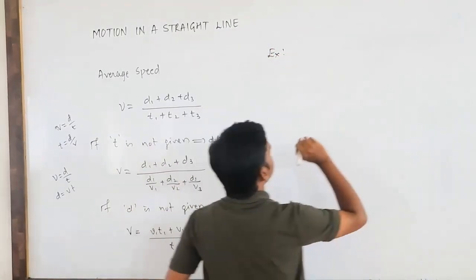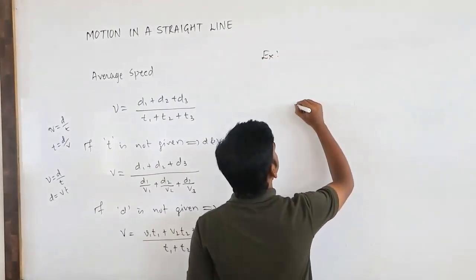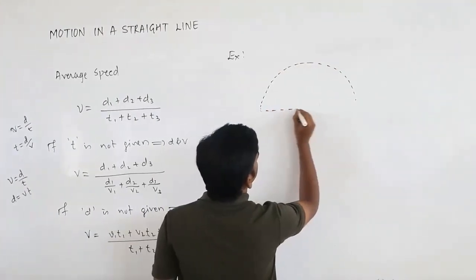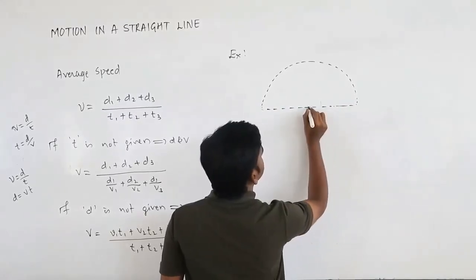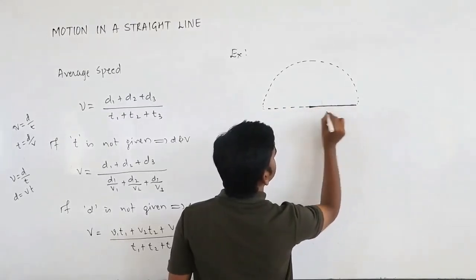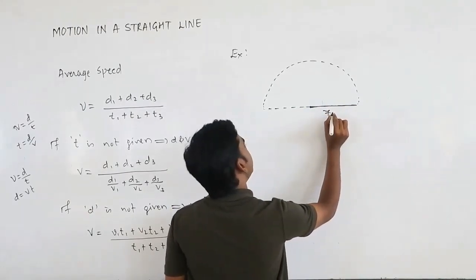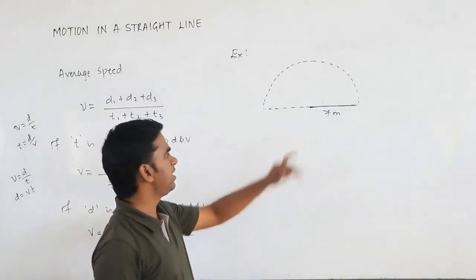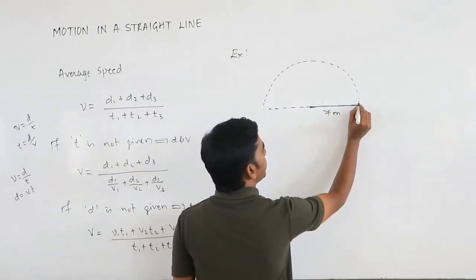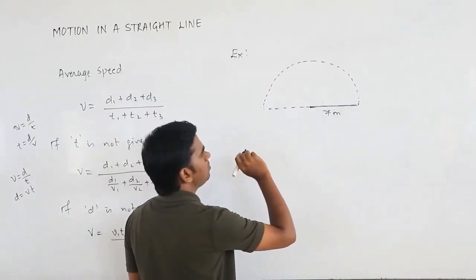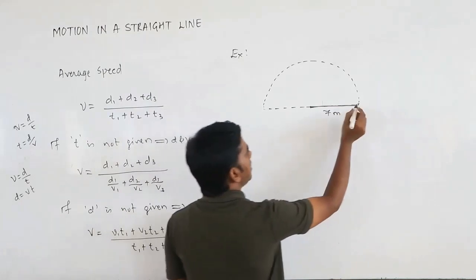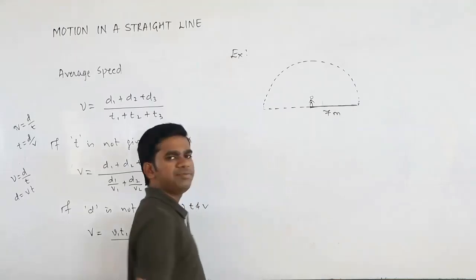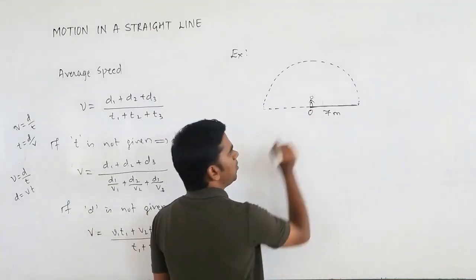Suppose there is a semicircle, it may be like this. Take its radius as 7. You want meter or kilometer? Take meter. In the last example you had taken kilometer, here you can take meter. A person starts walking from where you want to take. He starts walking from here. So this is point O.